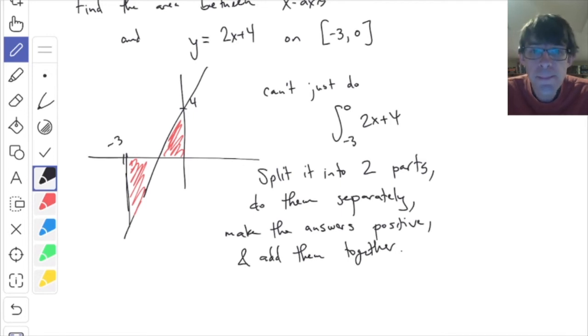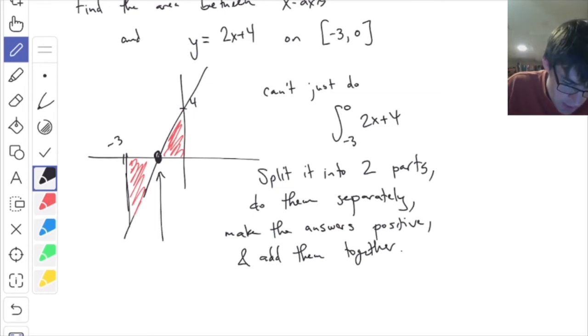Okay. A preliminary consideration: if I want to split it into two parts, I need to know exactly where the point is at which I'm going to split the interval up. There's one piece on the left side and another piece on the right side, and we have to do them separately. Where is that point? Again, you find this as an x-intercept. So this is the x-intercept. What is it? You find it by setting y equals 0 and solving for x.